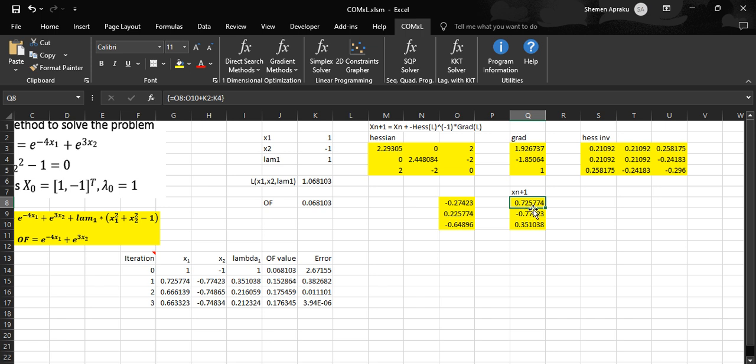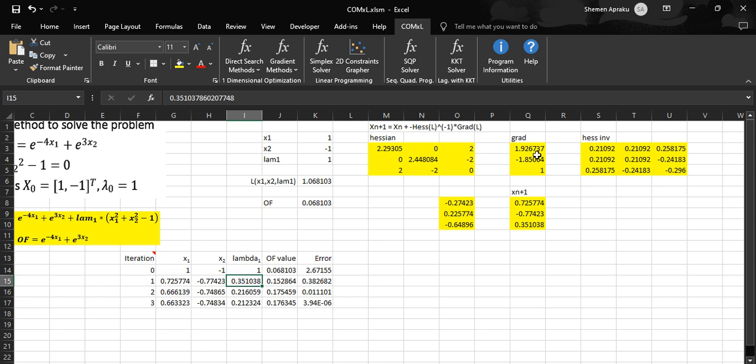So you see, as we solve it stepwise, we had our xn plus 1 value, that is our values on the second iteration, to be 0.725774 for x1, that is the same as when we use the Solver, minus 0.77433 for x2, and 0.351038 for lambda 1.